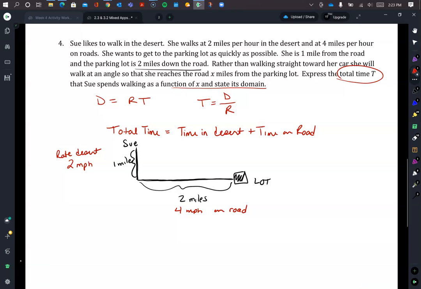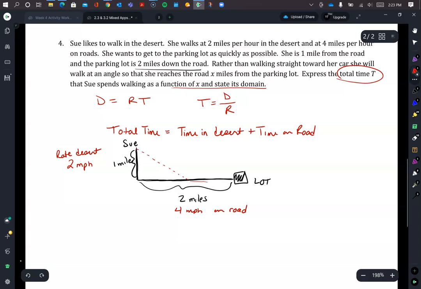And then maybe she can do a little cut through here, right? She can cut that corner, but she's going at a slower pace through the desert, but it'll still cut off some distance there. So that's going to help her out. But what would be the optimal point where she would slant down? So that's what we're looking at.